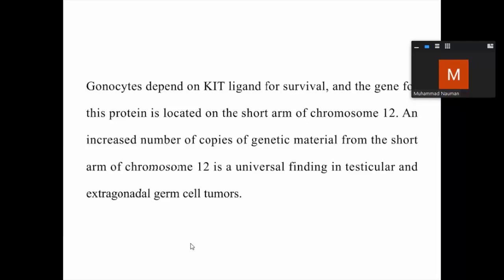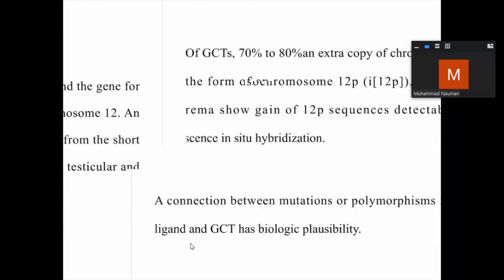And this is a product of a gene which depends on the short arm of chromosome 12. In both testicular and extragonadal germ cell tumors, we will get a lot of copies of this KIT ligand.